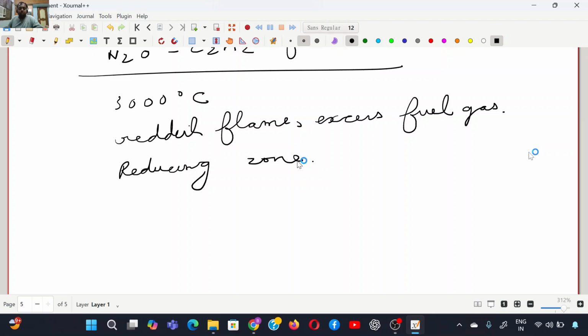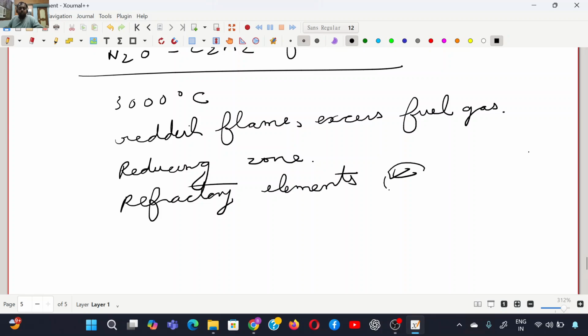And why is it used? We already talked about it earlier, that it is very suitable for refractory elements. So if you want to detect refractory elements, you can't go for the air acetylene flame, but you have to go for nitrous oxide acetylene.